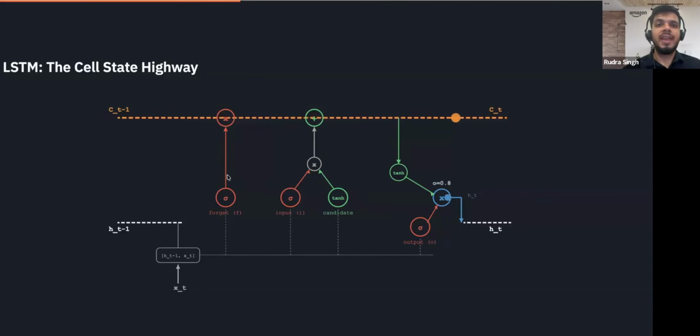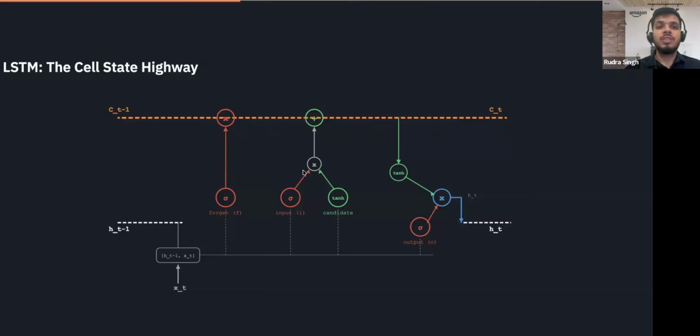Let's go through the gates from left to right. On the far left is the forget gate, the red sigma. It takes the concatenated input and outputs a number between 0 and 1 for each dimension of the cell state. Then that number multiplies the cell state at the red X on the orange line. This is kind of a filter. An output of 1 means we should keep everything, and an output of 0 means we should erase it completely. This is where the network decides what old memories are of no use now, and that is why we call it a forget gate.